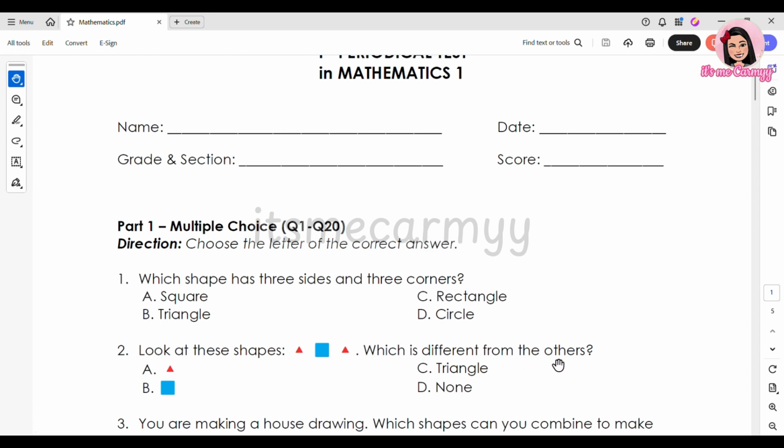2. Look at these shapes. Which is different from the others? A. B. C. Triangle. D. None. 5, 4, 3, 2, 1. The correct answer is letter B.